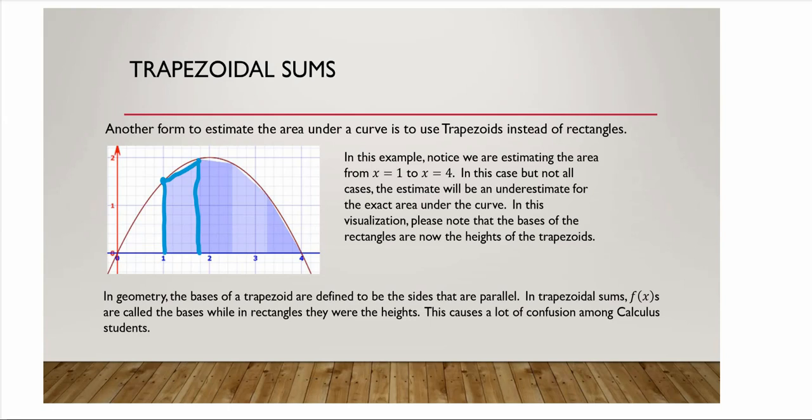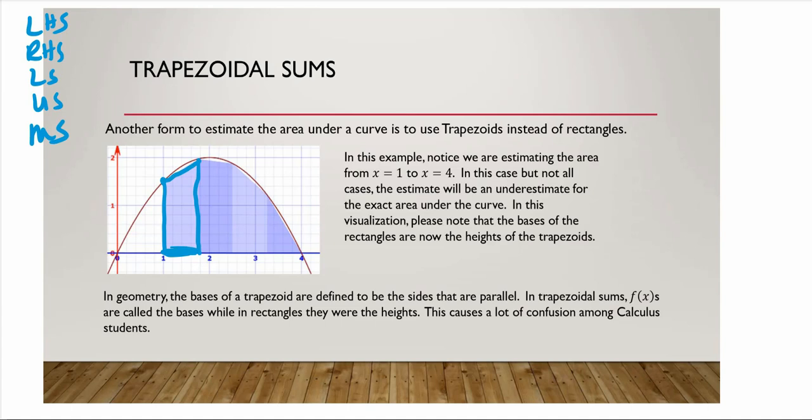Now, what makes trapezoidal sums difficult for students is that they don't realize this right here has always been called the base. That was the base for the left-hand sums, the right-hand sums, the lower sums, the upper sums, the midpoint sums, and all the rectangles. But now when you come to a trapezoid, this is no longer the base. That is the height.